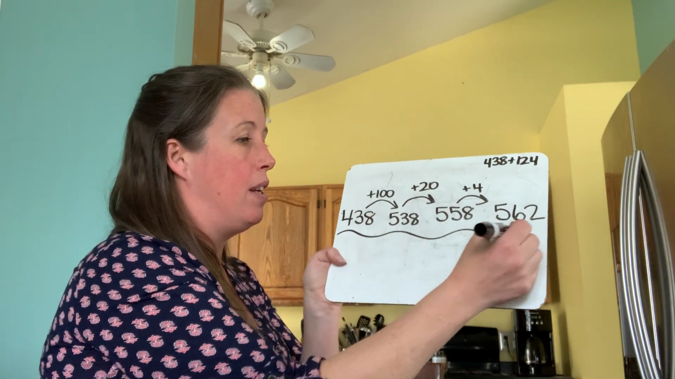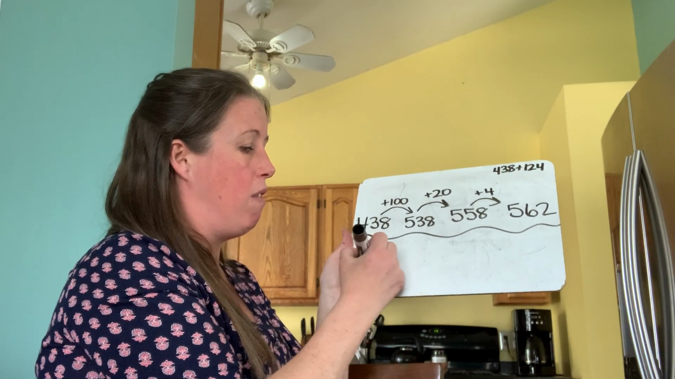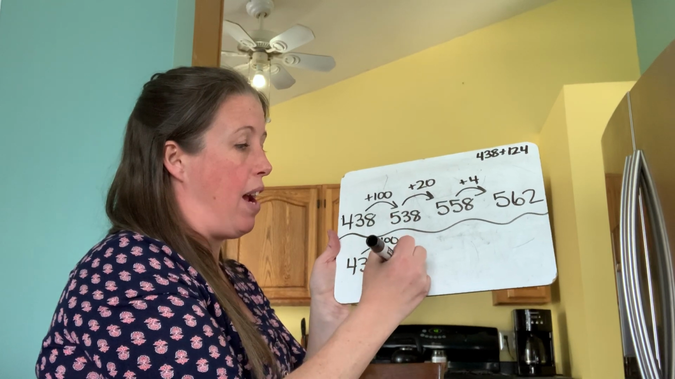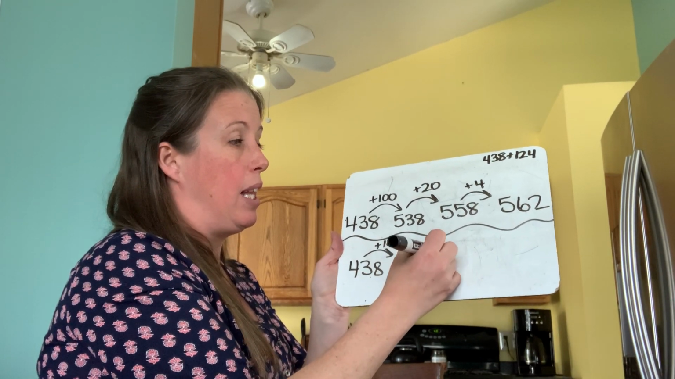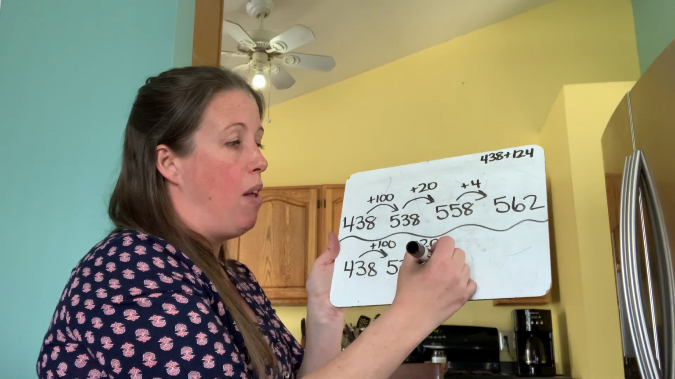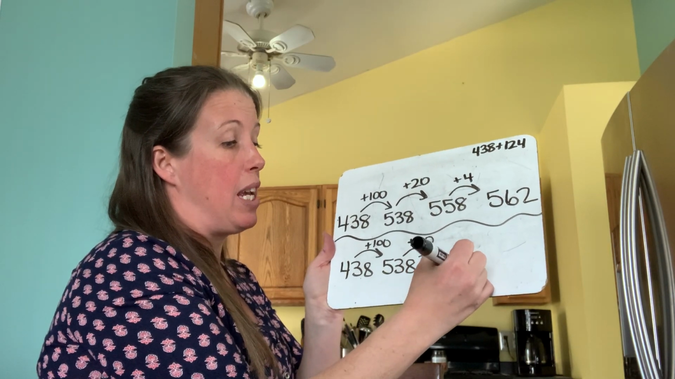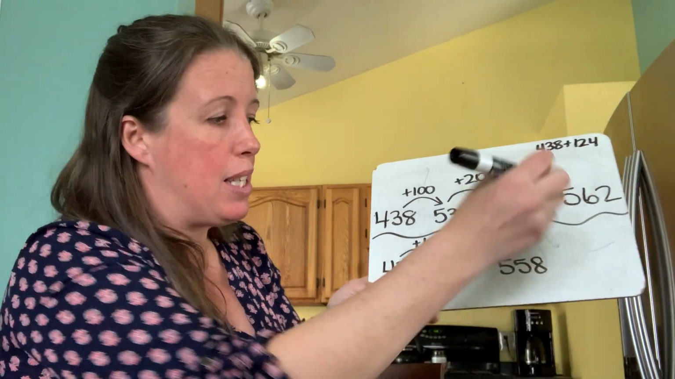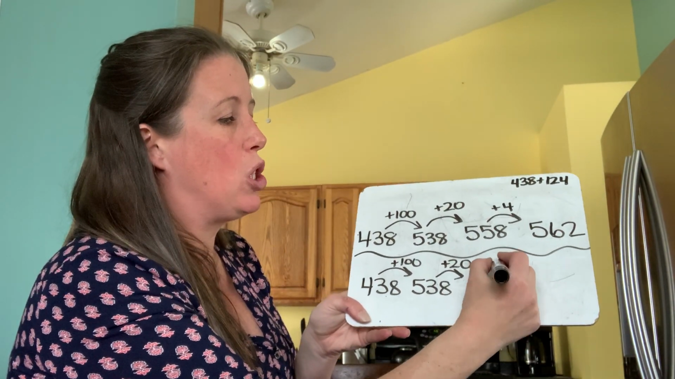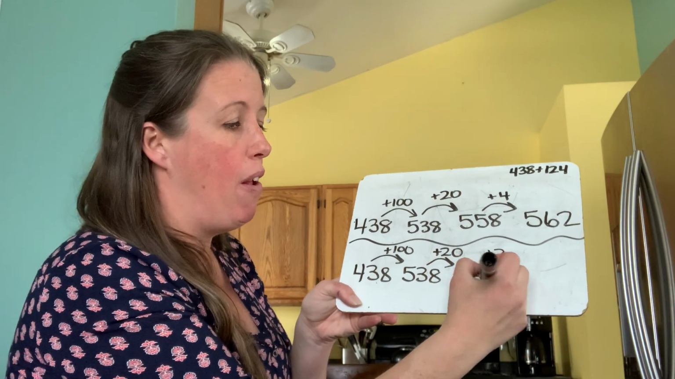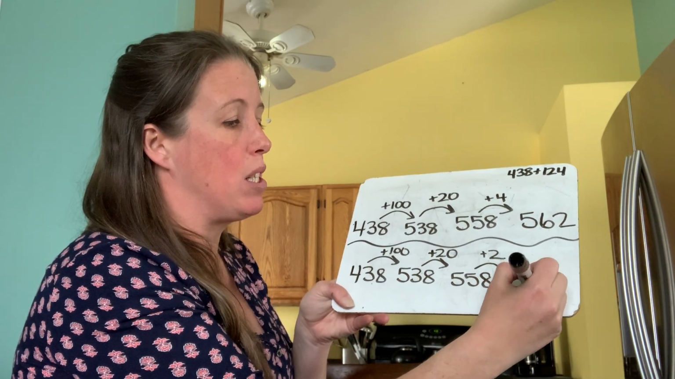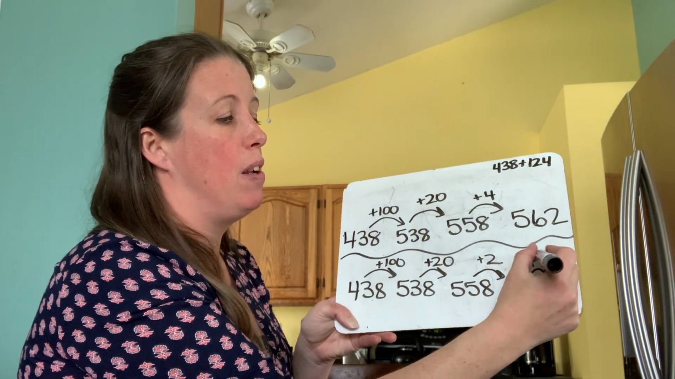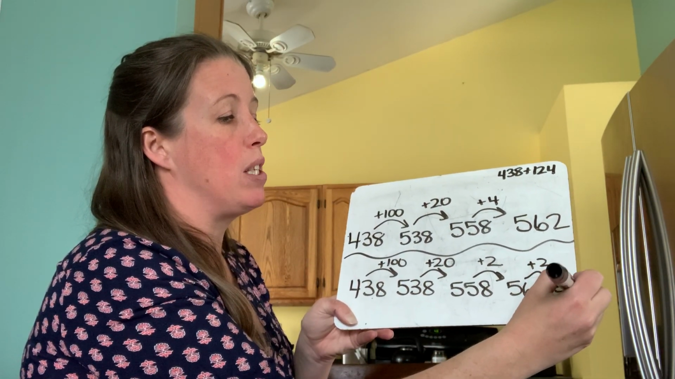Or I could have done it like this. 438 plus the 100 brings me to 538. Like before, plus the 20 brings me to 558. But I also can break up these 4 ones. I can make the jump plus 2 to make it a little more friendly. If I add 2, I'll get 560. But then I still need 2 more ones. And that would bring me to 562.